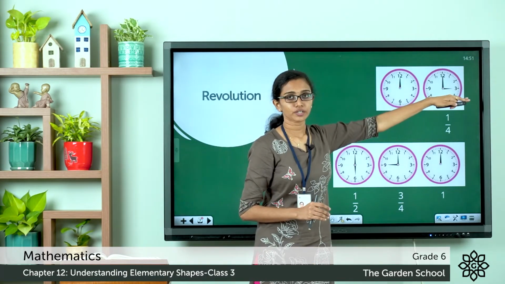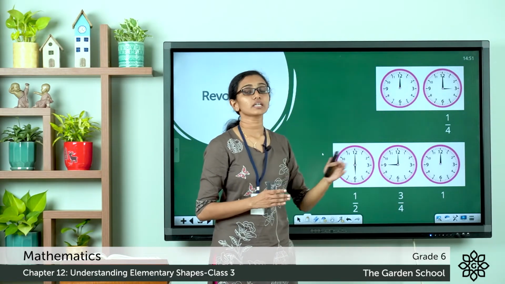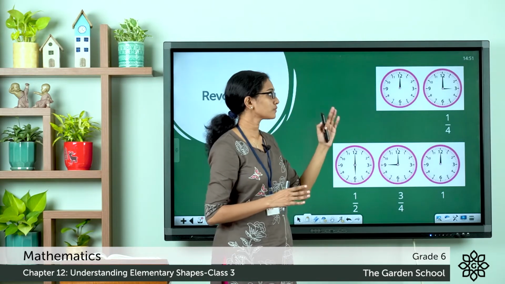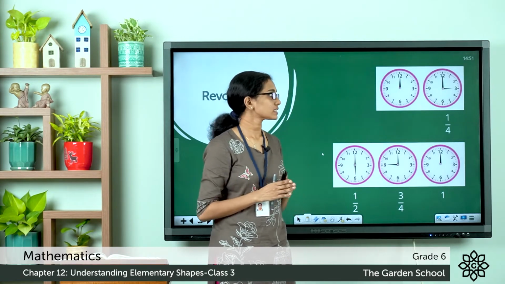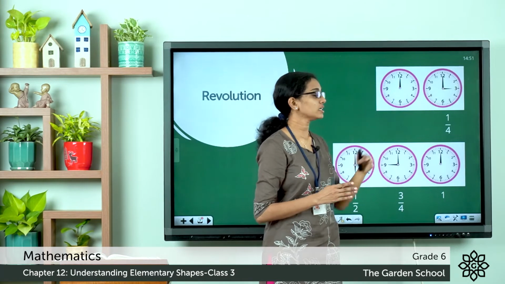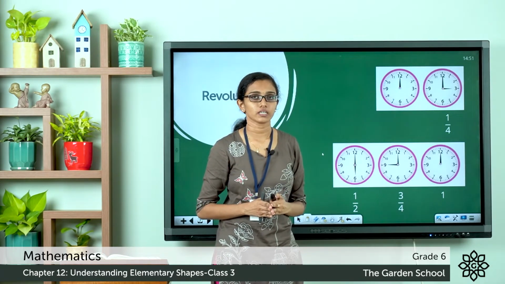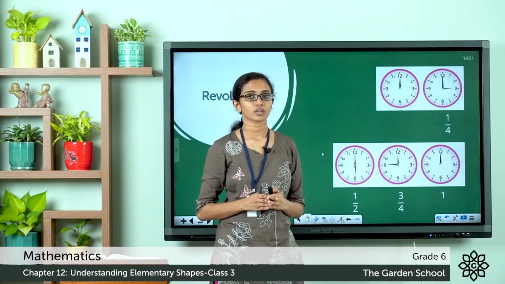Imagine it's 3 o'clock now. The hour hand is pointing to 3. See, 3 is 1/4 of 12. So we can say the hour hand has turned a 1/4 turn or a quarter turn.